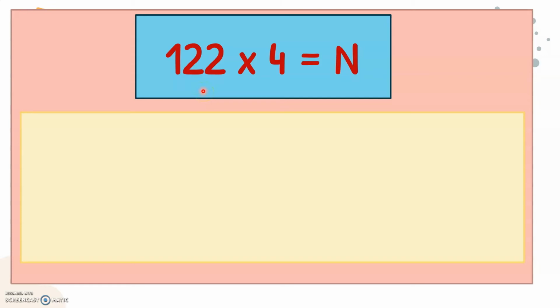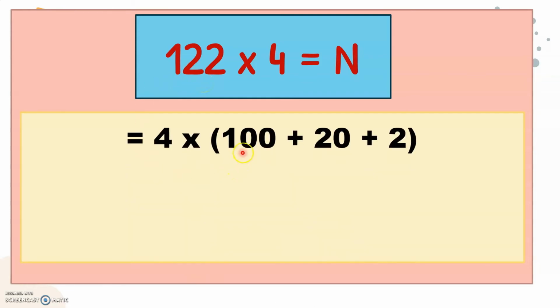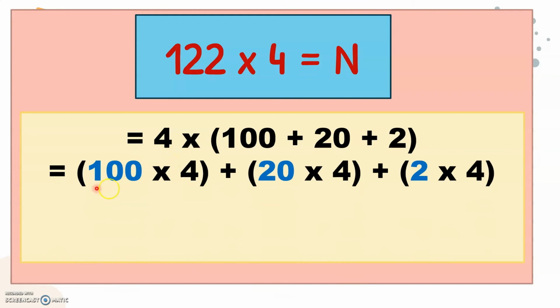So, 122 can be written as 100 plus 20 plus 2. Then, we'll multiply this to our 1-digit factor. So, we'll have 100 times 4 plus 20 times 4 plus 2 times 4.